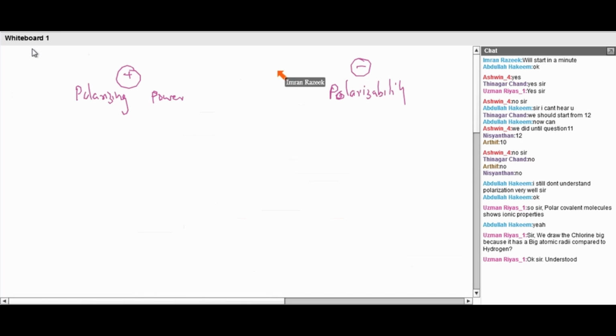As for polarizability, that is the ability of the anion to get polarized by a cation. The ability of the anion to get polarized by the cation.